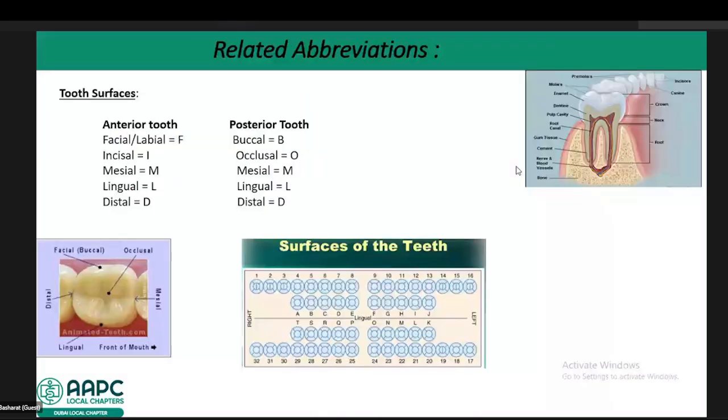Again, as I said before, we have to know the tooth surfaces. If you see this diagram on the left side, we have multiple surfaces of the tooth. For example, the doctor writes in the documentation that the patient has dental caries on the facial, buccal, and mesial, so 3 surfaces.